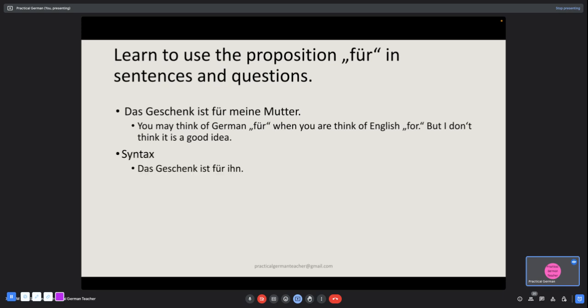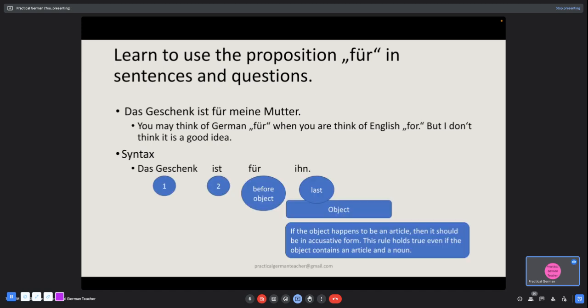So again here, what am I trying to say? Das Geschenk ist für ihn. What am I trying to say? Of course it is a pronoun, right? You did not learn this, but this means him. So er became ihn. We'll go to that table for er in accusative. I just want to say that after für, it is not er, it is ihn. So syntax is quite obvious.